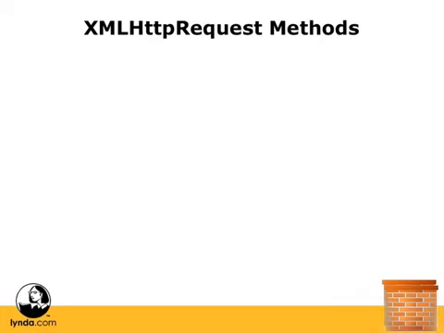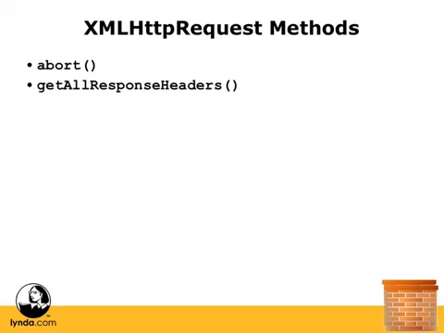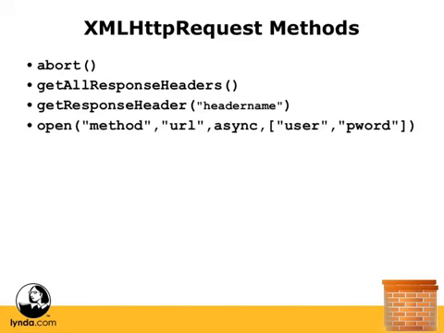As with any good JavaScript object, XML HTTP request has methods. And again, we'll be looking at these in much more depth over the next few lessons. There's abort, which says abort the request. Get all response headers, which asks the server for the response headers. Get response header, in which you pass a certain particular header name and get a response. The open method, which can be passed several different parameters. There's method, URL, an async flag, which is true or false, and the optional username and password.